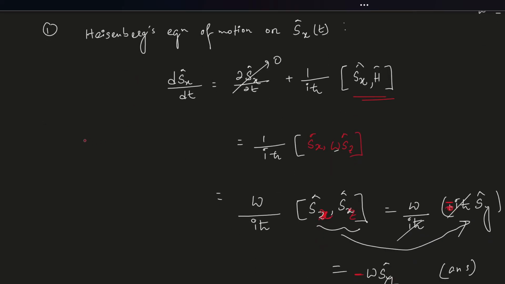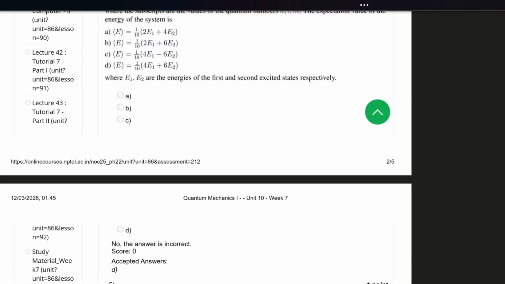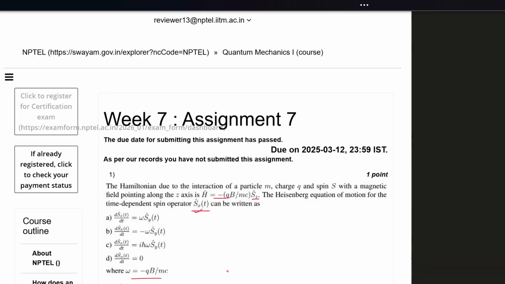So this is very important that you know the Heisenberg equation of motion in general, that dA/dt for a general operator A is equal to ∂A/∂t plus 1 by iħ [A, H]. So the H term comes afterwards. So this is our answer, and this is basically our option number B, you can see. So option number B you are getting as an answer, minus omega Sy. This is also the accepted answer.